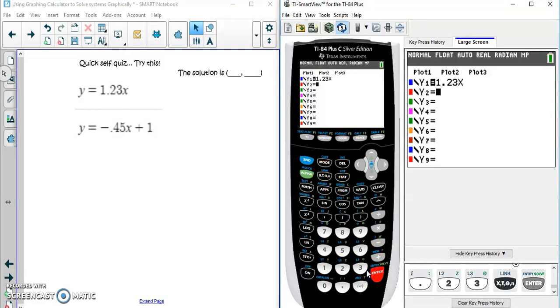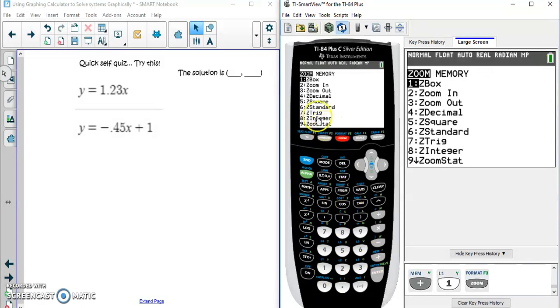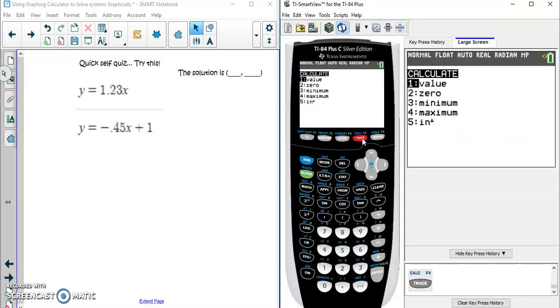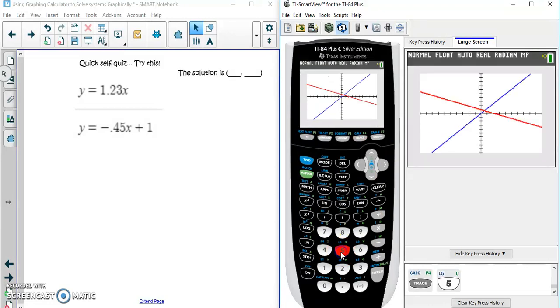1.23x. The second equation is negative 0.45x plus 1. Zoom, I choose the standard zoom, so option 6. I can see these lines coming in. So there's my first one, here's my second one, and they do touch, so I know there's an answer there. So to find that point of intersection, second trace, I choose option 5 for the intersect. Is this one of the first curves? Yep, that's one of the equations I want to use.